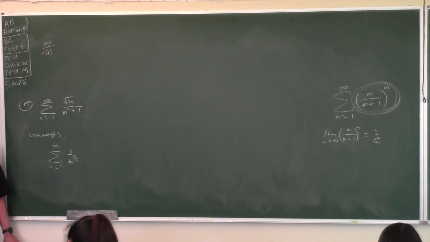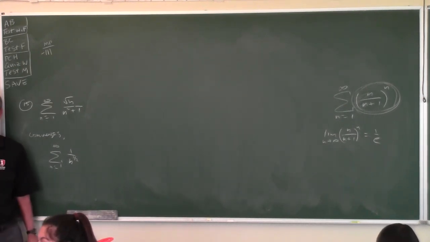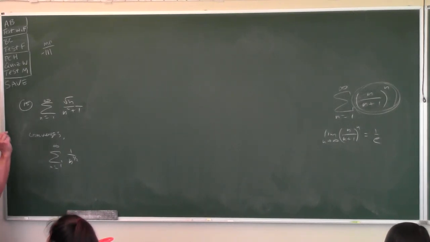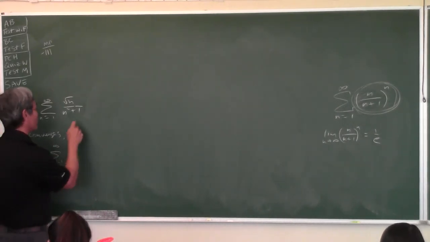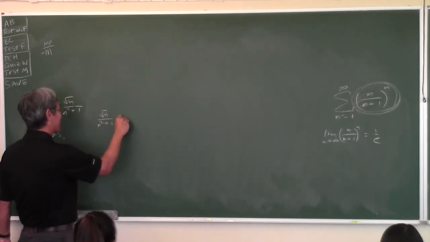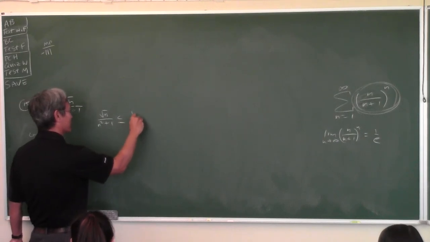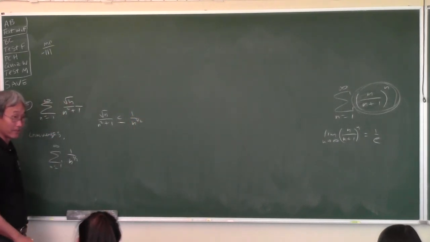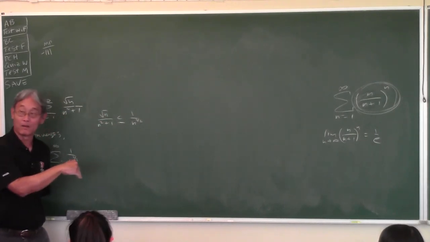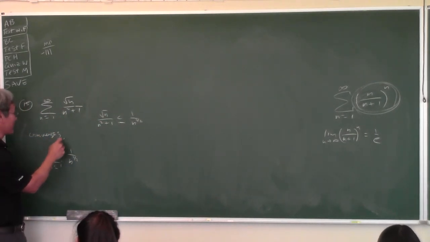So limit comparison or direct comparison? You always do limit. Direct. Okay, if you are going to use the direct comparison test, you have to show that the terms of this series are less than or equal to the terms of this series. Can you say that? Yes, because if you add one to the denominator, it makes the fraction smaller. So yes, you can say direct comparison test.